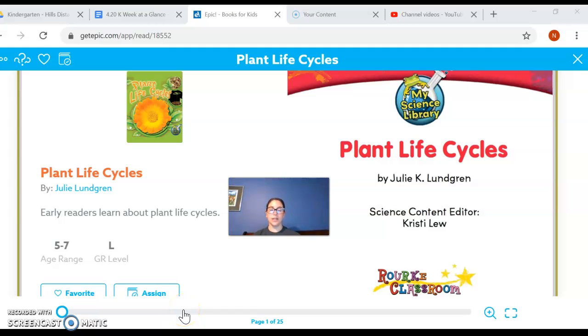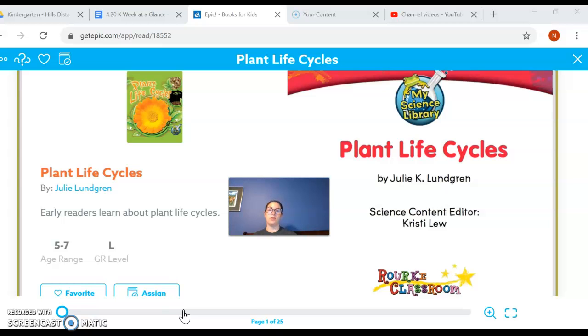So for today, I want you to reread this book, Plant Life Cycles, and I want you to write down all of the sight words that you find. And you can write those down and you can then practice making a sentence with that.